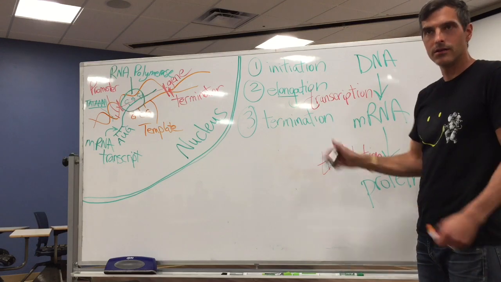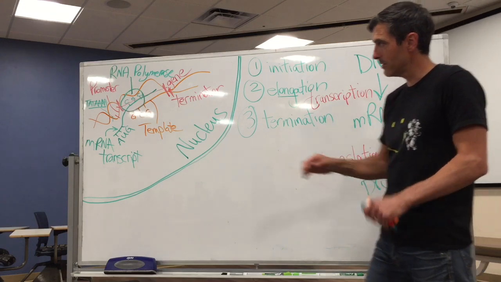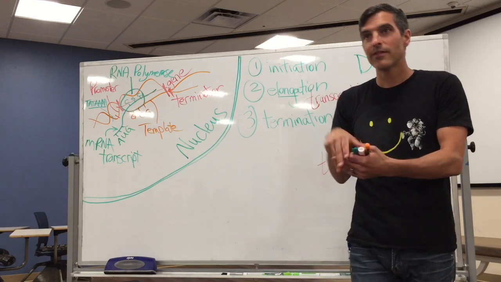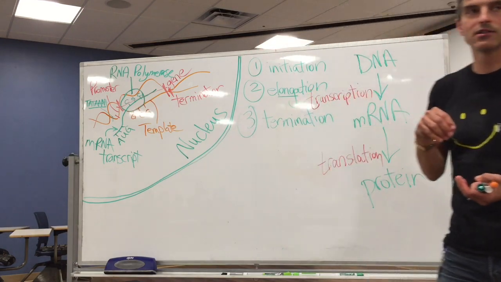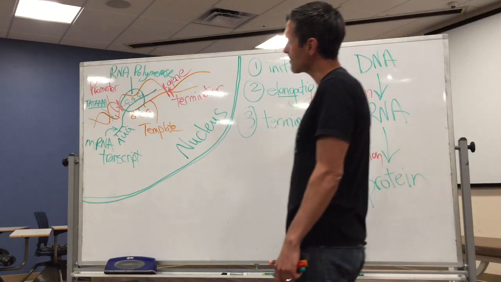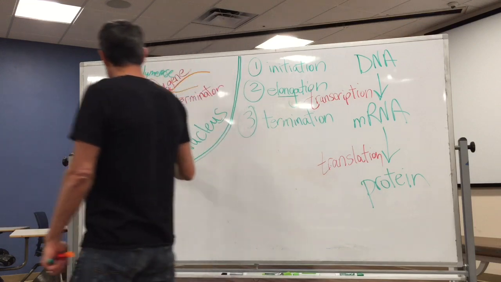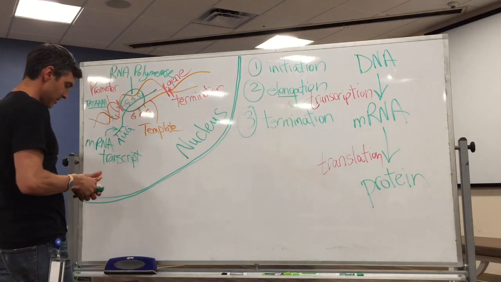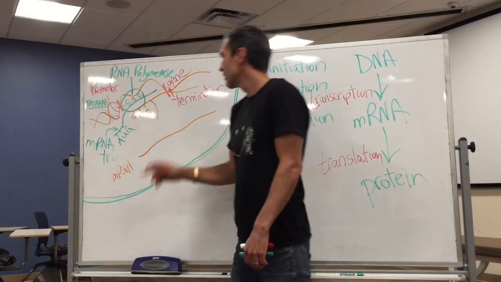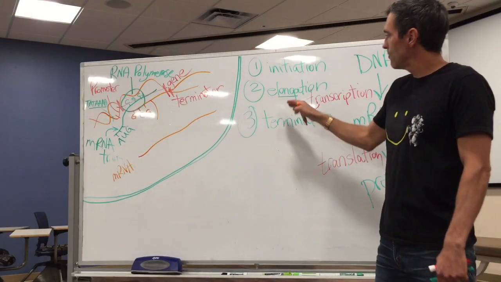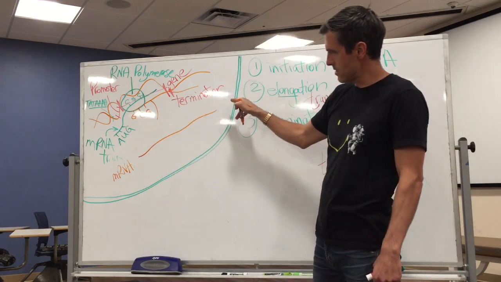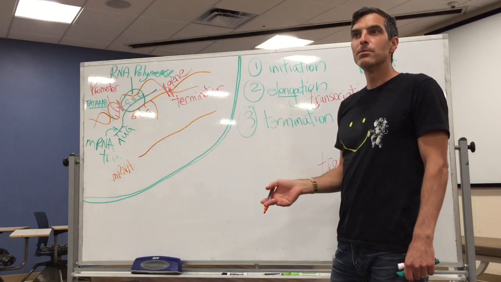Termination, you're all done. At that point, the DNA double helix will go back to the way it was. The hydrogen bonds between the nitrogenous bases will bond again. And then your mRNA transcript is known as immature at this point. Now that you've finished building your mRNA transcript, it's known as immature.